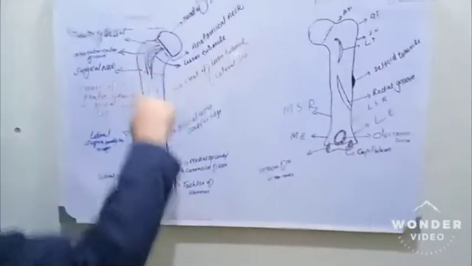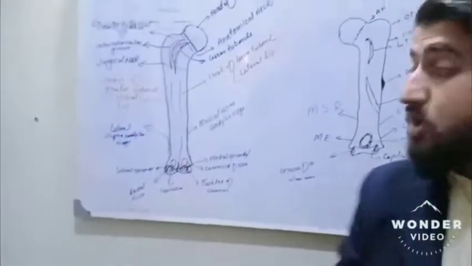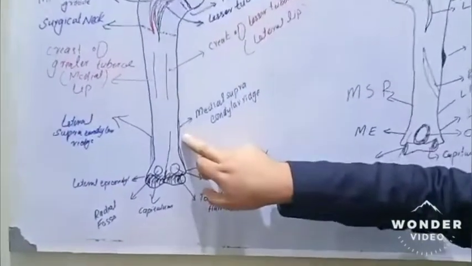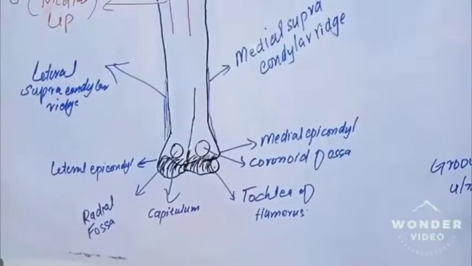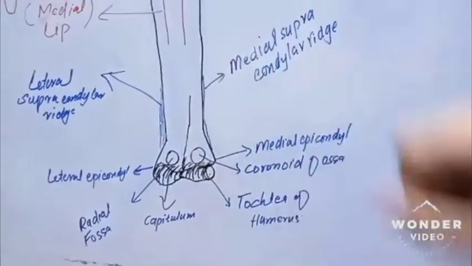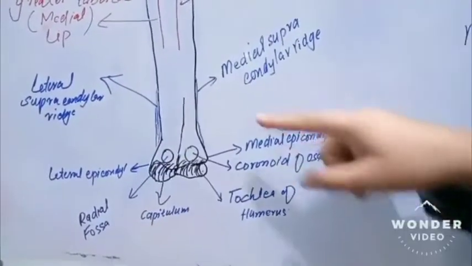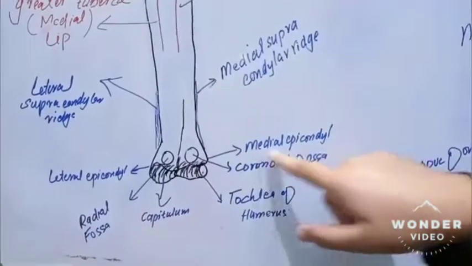Below the surgical neck, we come to the shaft of the humerus. The end of this part we also call the medial supracondylar ridge, and this is the lateral supracondylar ridge. Below the medial supracondylar ridge, there is the medial epicondyle.